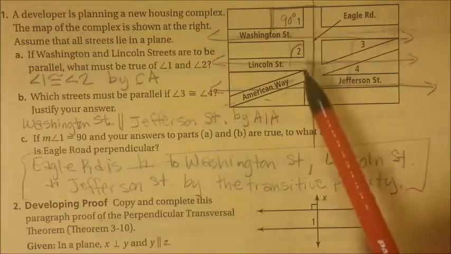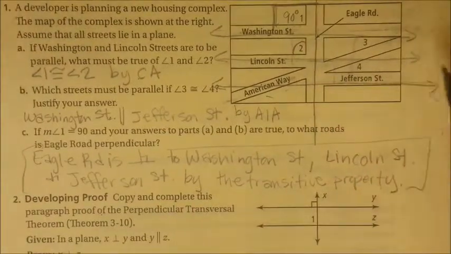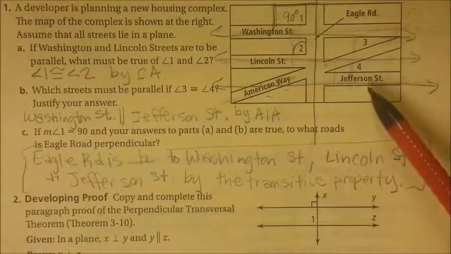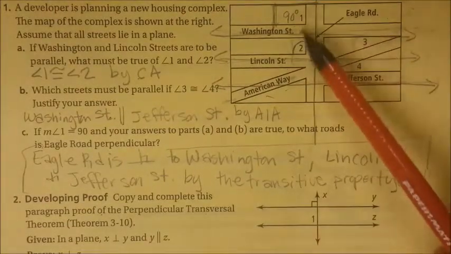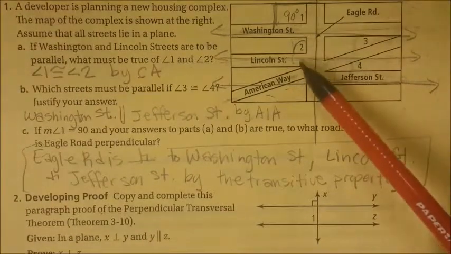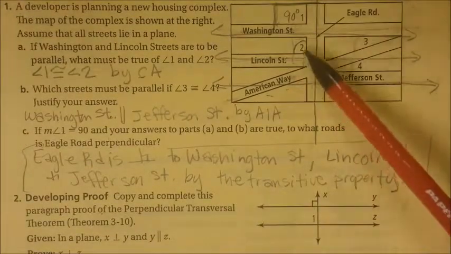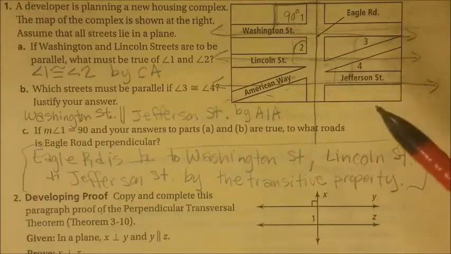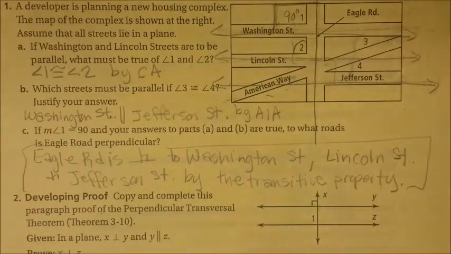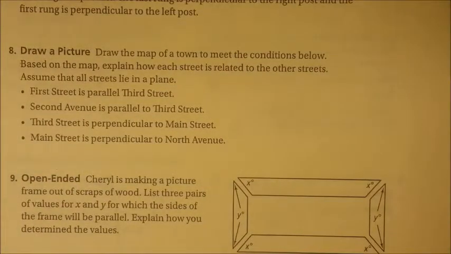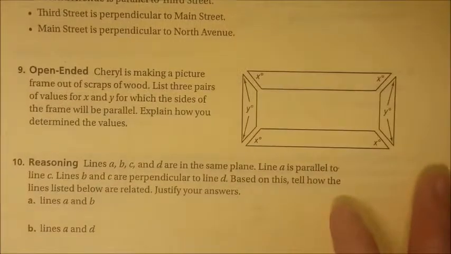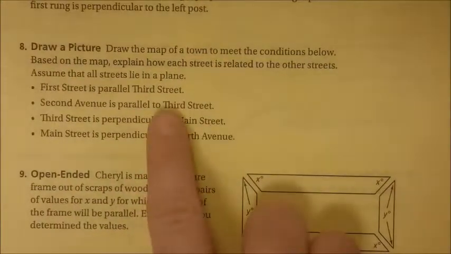Because if Washington is parallel to Lincoln and Washington is parallel to Jefferson, then Lincoln and Jefferson are also parallel to each other. And if Eagle Road, which is perpendicular to Washington Street, also intersects with Lincoln and Jefferson, then it has to be perpendicular to Lincoln and Jefferson as well. Okay, one last one on the back side of the whole packet, number 8. Oops, there it is, number 8.